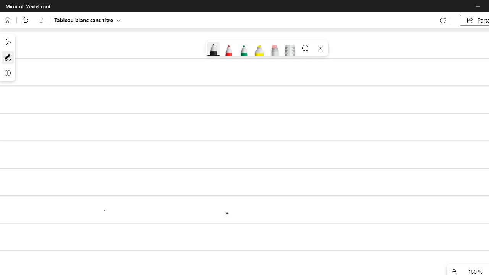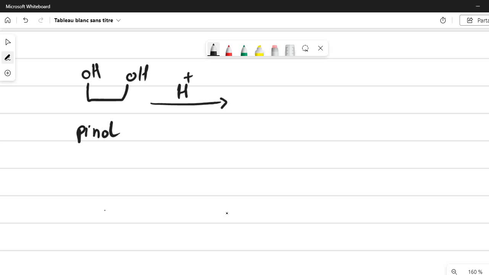So today we'll talk about the pinacol rearrangement. The overall reaction starts from a pinacol, which is a geminal diol like this, in the presence of acidic conditions, in the presence of H3O plus or H plus ions, and we end up forming a ketone.